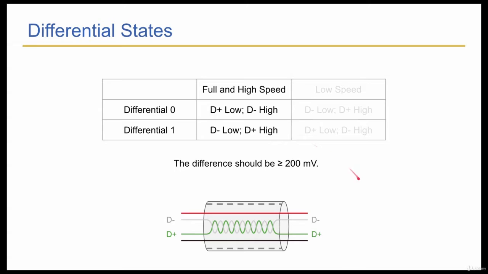And here notice the standard high voltage on data lines is 3.3 volt, and the standard low voltage on data lines is 0 volt. And USB specifies that the minimum difference between the two data lines should be at least 0.2 volt, or 200 millivolt. So the USB port will consider one line higher than the other if the difference between these two lines is 0.2 volt or more.